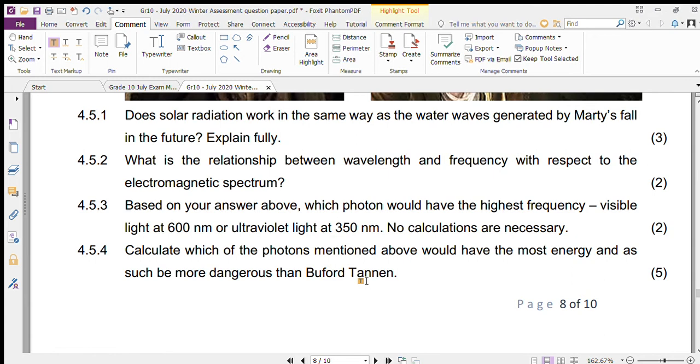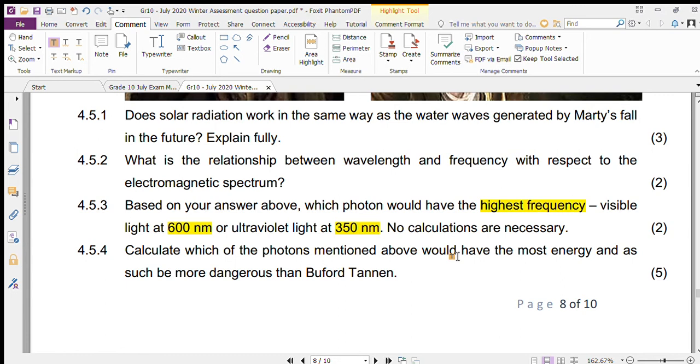Okay, so based on your answer above, which photon has the highest frequency? Visible light at 600 nanometers or ultraviolet light at 350 nanometers. So I didn't want calculations here at all. I just wanted you to say ultraviolet light, because that has got the shortest wavelength at 350 nanometers. So all you needed to say was ultraviolet light at 350.